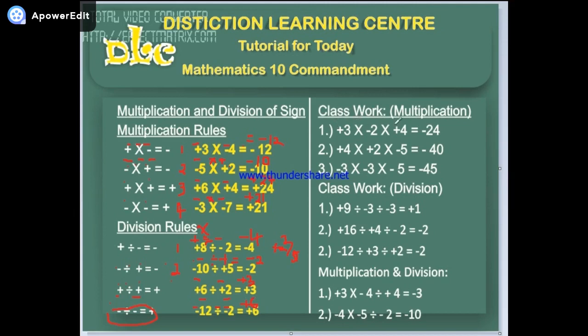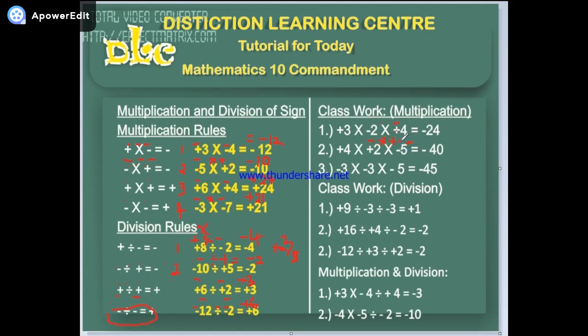Question 1 under multiplication in the classwork: we have plus 3 times minus 2. What we are going to do is say plus times minus. Plus times minus is minus. You now say this minus times this plus. Minus times plus will give us minus.